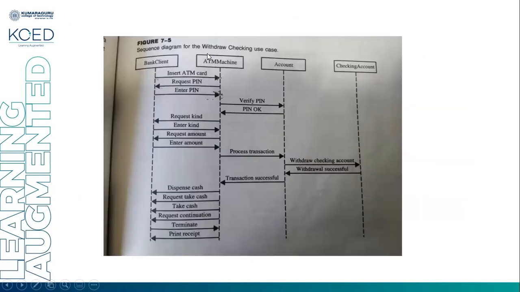See this sequence diagram for the withdraw checking use case. This use case was already discussed in the previous session. Along with this, we have the entire process where the user wants to withdraw an amount, and it goes through the bank client, ATM machine, account, and checking account. When the checking account ensures that the account is correct, it will send the withdrawal message. Finally, the amount is dispensed to the user. So this sequence diagram was discussed previously.